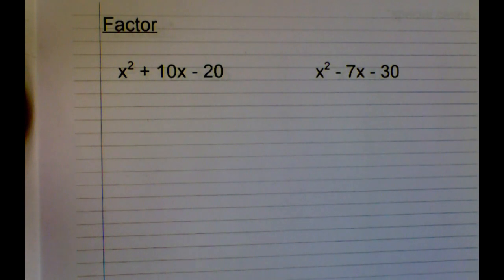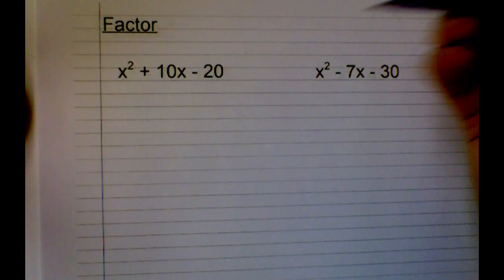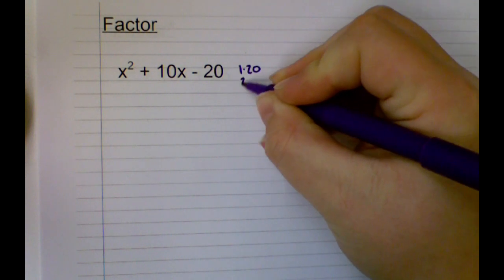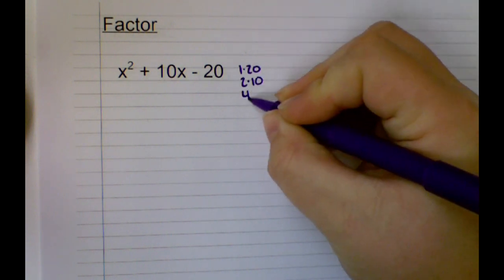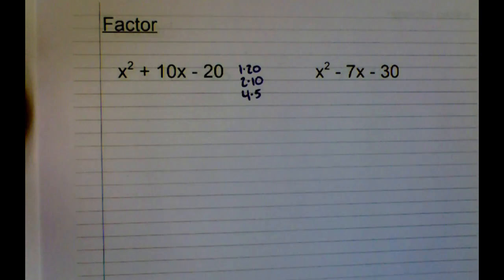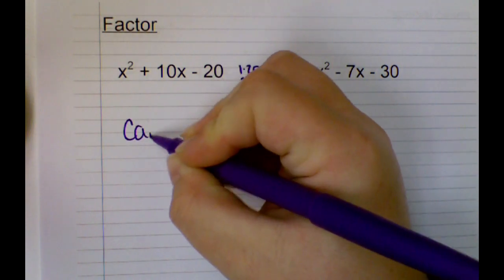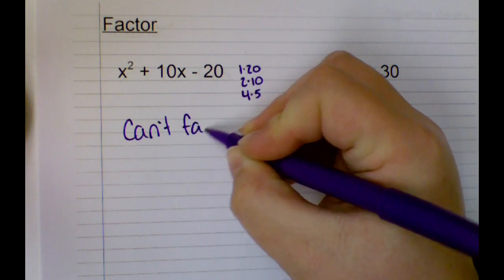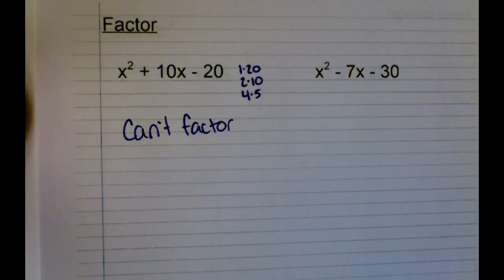For x squared plus 10x minus 20, I need to look for things that multiply to 20. I have 1 times 20, 2 times 10, or 4 times 5. Well, none of those would make a 10. Whether I'm adding or subtracting those numbers together, there's no way to make a 10. This is an example of one that can't be factored. Not every trinomial can be factored, and that is very important for us to realize.